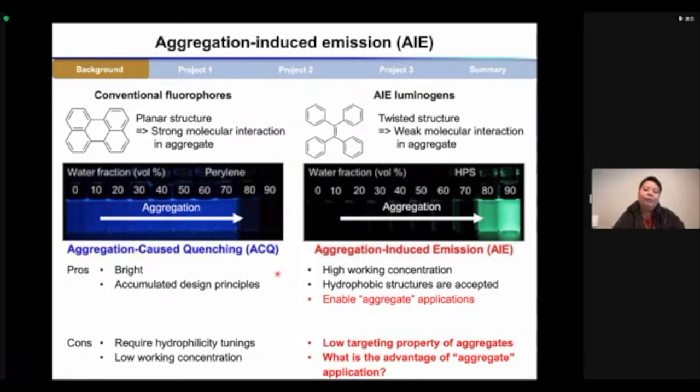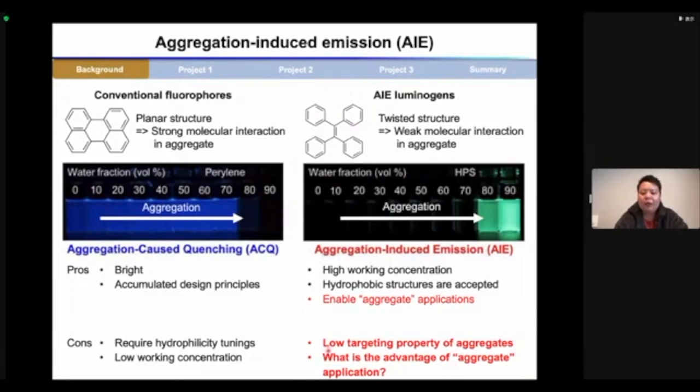And the biggest disadvantages are, first, the AIE agents have poor targeting properties. Because it has been aggregated, even if you have a targeting unit in the molecule, the targeting unit will be inside the aggregate and it cannot be targeted very well. And second, even though AIE has enabled aggregate applications, there are not many cases showing the advantages of aggregates in biological applications. So we really need to explore what the advantages of aggregate applications are.